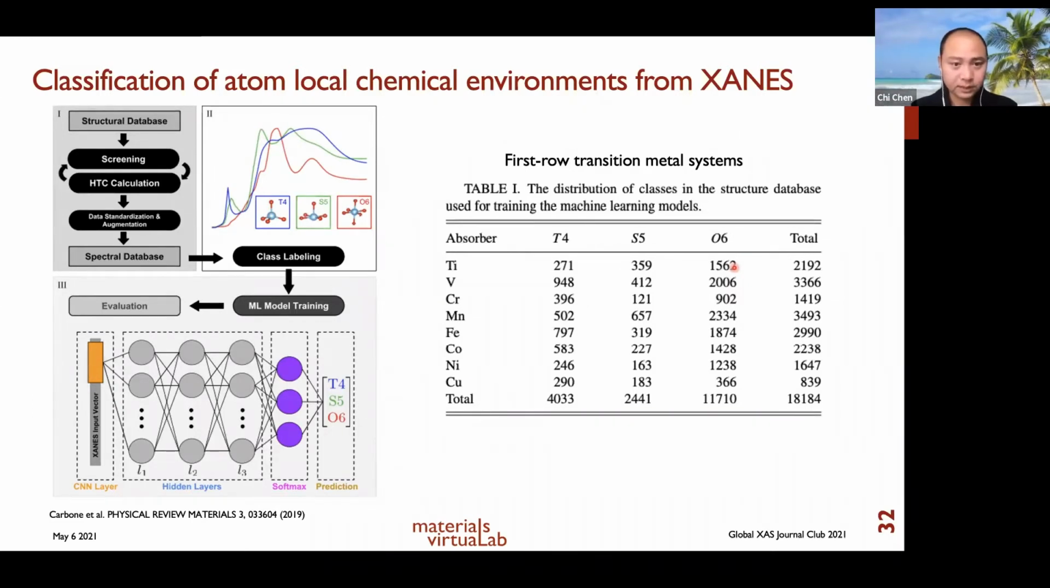So basically, once we have the XANES, we can just use some classification machine learning algorithm to predict whether this corresponds to an atom in a tetrahedron environment or in an octahedron environment. This work has been done using the XASDb on all the elements, the first row transition metals. Very interesting work by Carbon.